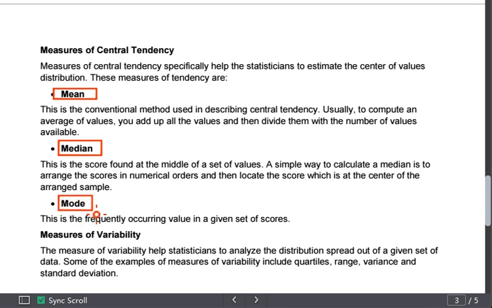Next, we have mode. So for mode, this is the frequently occurring value in a given set of scores. So let's say for example, sa isang data set mo, si 5 tatlong beses siyang umulit. That is what we call mode. Kung ano yung umuulit sa isang data set. So meron pa tayong mga types of mode, but we will discuss it on our next lesson.